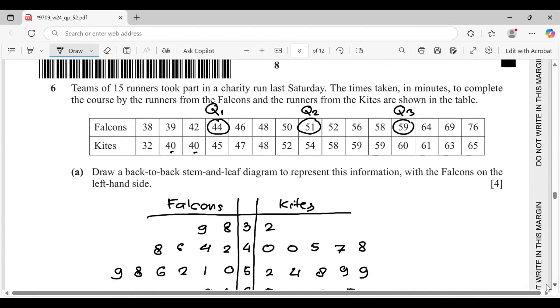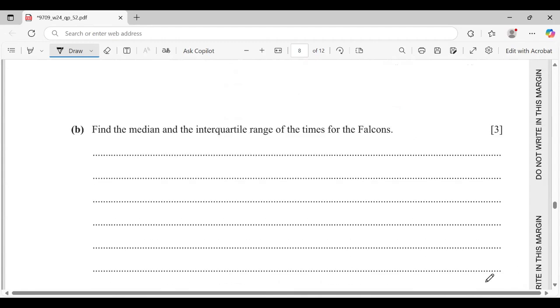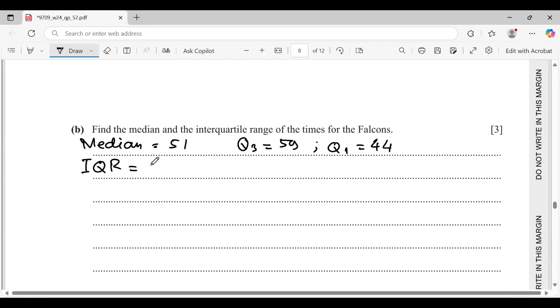So the median, okay, median 51, and then the third quartile, 59, and the first quartile, 44. So interquartile range equals 59 minus 44, and it is 15. This is the interquartile range. Let's continue.